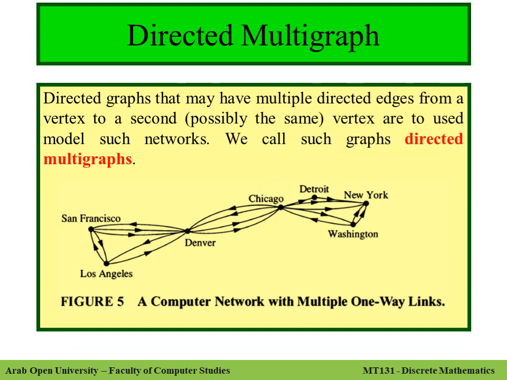A directed multigraph now may allow for multiple directed edges, as we can see in this computer network. This is an example of a computer network with multiple one-way links. You may have more than one link starting at one vertex and ending at a second vertex. This is a directed multigraph.